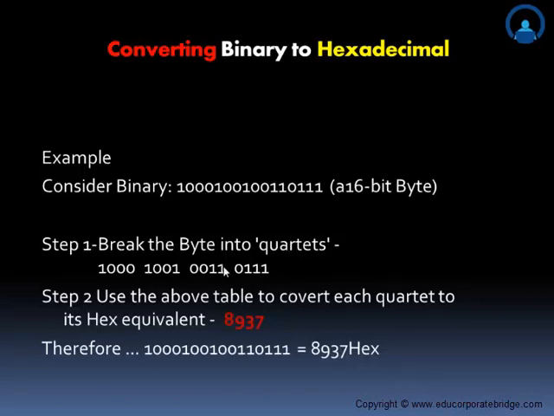Similarly, for this group 1 1 0 0, the LSB one, we multiply 1 into 2 raised to 0 plus 1 into 2 raised to 1 plus 0 into 2 raised to 2 plus 0 into 2 raised to 3. So the addition of these bits is equivalent to 3. Similarly, for this group it is 9, and for this group 0 0 0 1, the decimal equivalent is 8. Therefore, the hex equivalent of this number is 8937.